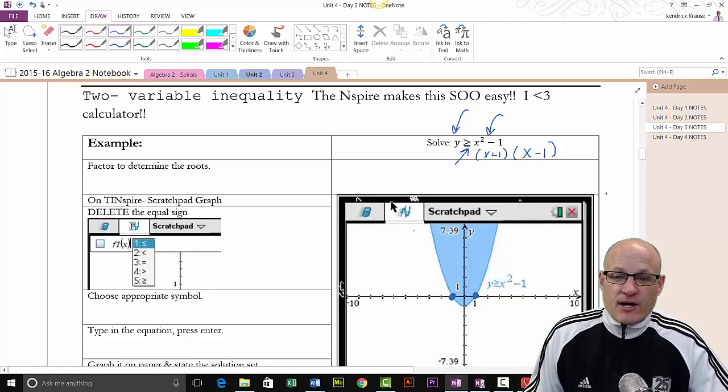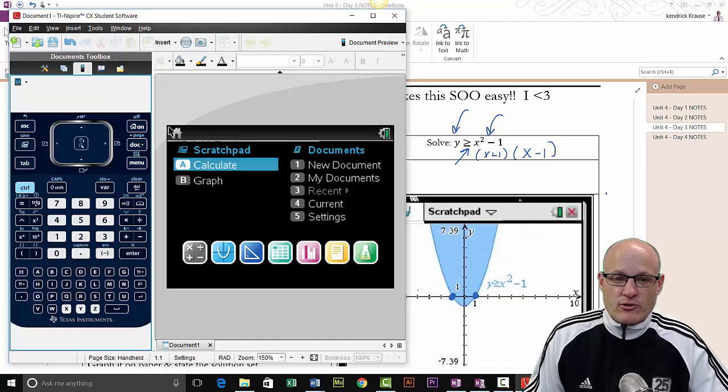Well, if I want to do this on my TI-85, let me show you how to do it. I can just go through those notes, or I can actually just go through and show you how to do it.